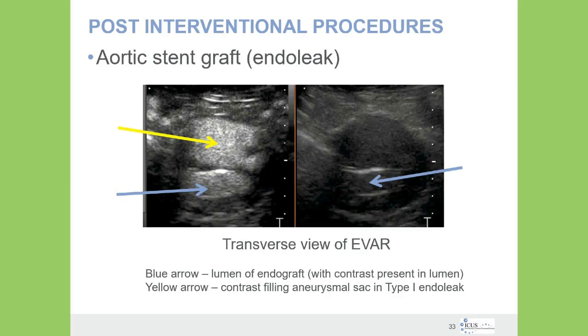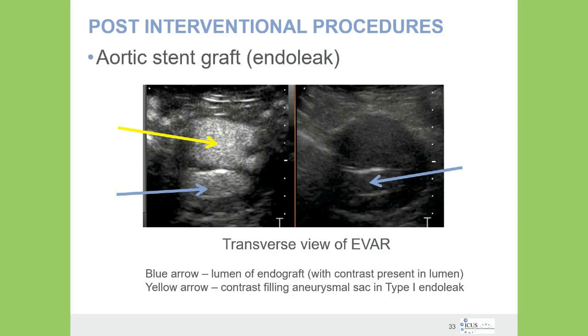In any type of interventional procedure in which there is an expected lack of flow, ultrasound contrast agents can be beneficial. In a patient with an aortic stent graft, we would expect that there's only flow within the graft and that the flow has been excluded within the actual aneurysm.